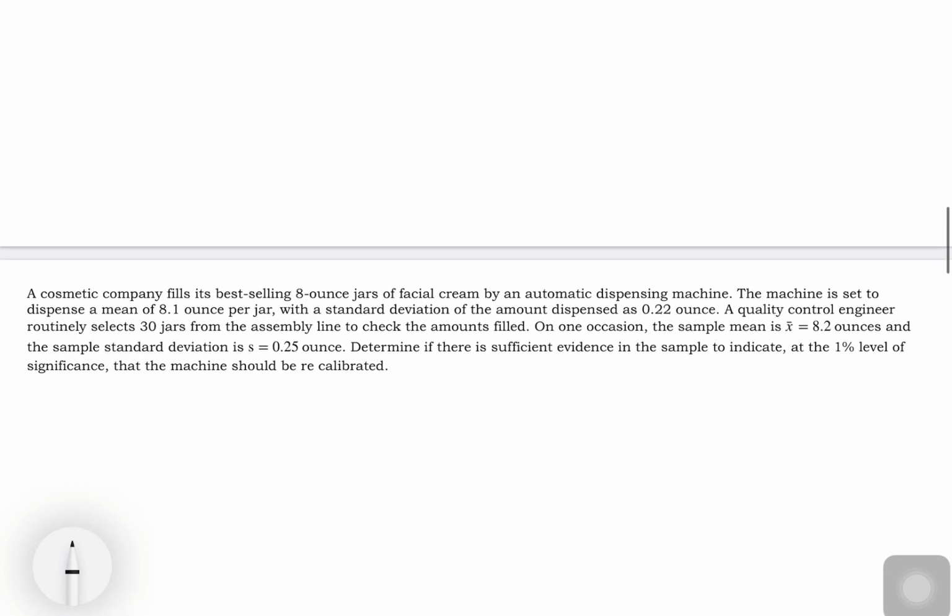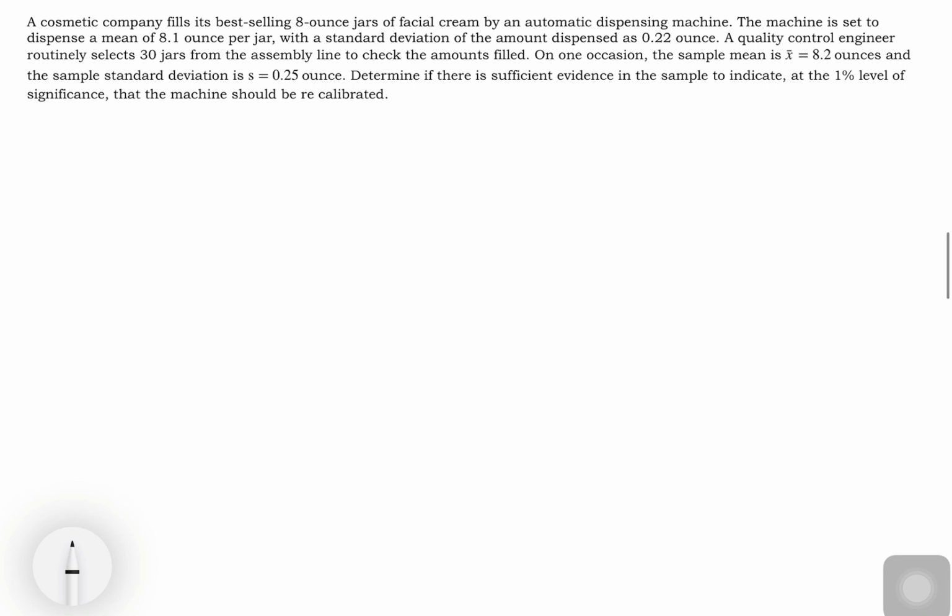So all these problems were related to testing the hypothesis for the population mean. The next problem is: a cosmetic company fills its best-selling 8-ounce jars of facial cream by an automatic dispensing machine. The machine is set to dispense a mean of 8.1 ounce. So mu is equal to 8.1 with a standard deviation of the amount dispensed as 0.22. So sigma is 0.22.